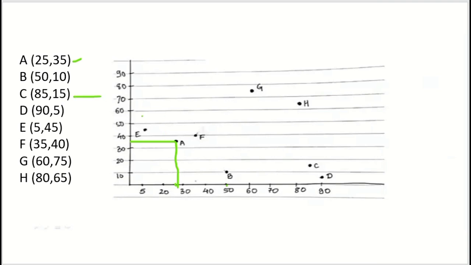Next one is 80, 15 here. 85, 15. 85 here and then 15 here. Next 90, 5. 90 here, and then 5 comes here. So these are the x coordinates, and these are the y coordinates.